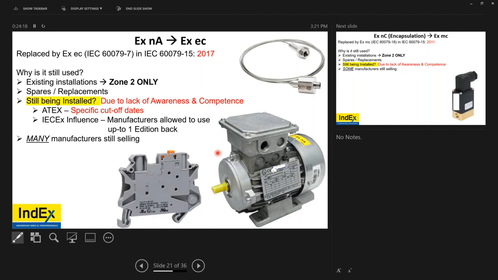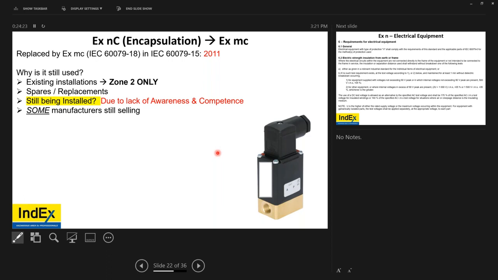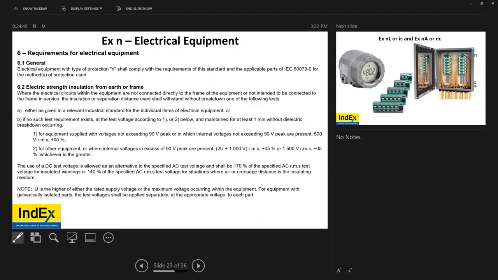Once again, encapsulation. Well, this one was killed off back in 2011. So even this standard was included. No, yes, this was killed off in 2011. So what is it? Well, it was just their version of encapsulation. We showed you those separation tables. That is with the encapsulating material. Once again, they had dielectric strength testing, same as before.